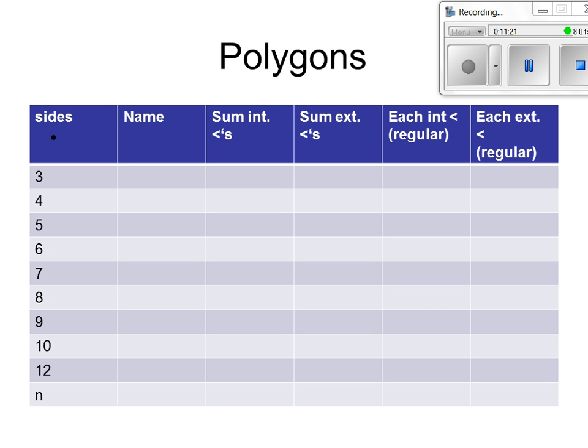On this chart, write sides down. You don't have to make the chart look pretty like mine, just write sides down. Should you be able to fill in the name for every one of these? So let's go ahead and do that real quick. You write 3, 4, 5, 6, 7, 8, 9, 10, just make a list there.